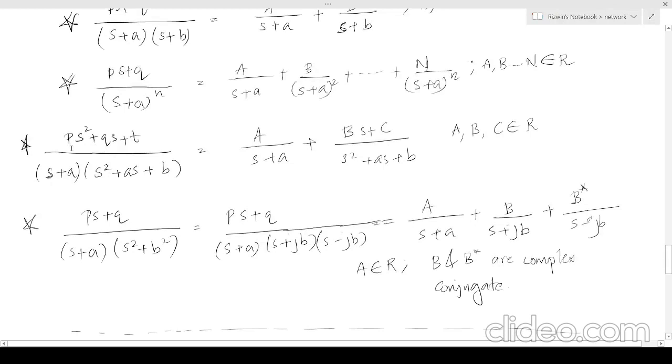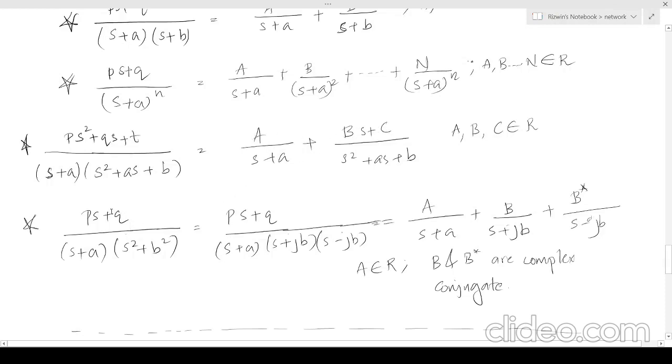Now the other form is ps square plus qs plus t by s plus a into s square plus as plus b. We know there is a single linear term over here, so we split it in partial fractions as A by s plus a, plus the second term. The speciality of this term is that you couldn't write it in the form of s plus a into s plus b because it doesn't have a real root. So in that case we will be splitting the term as Bs plus C by s square plus as plus b, where A, B, C again are real numbers. We can write this alone in this way, and we should find the values of A, B, C, etc.